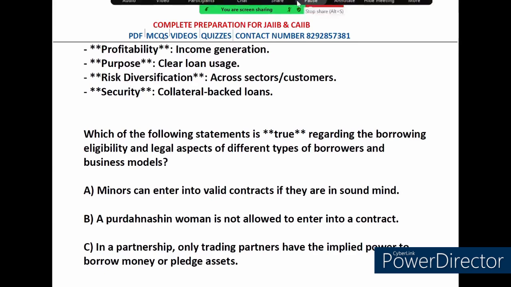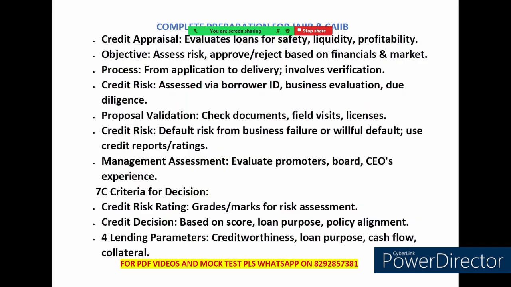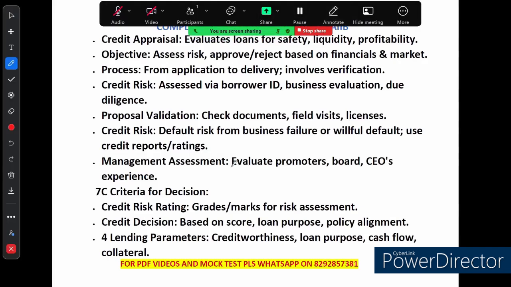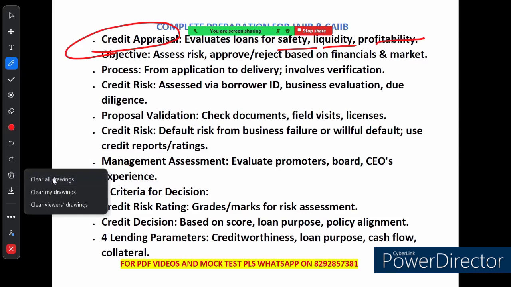And one thing you must keep in mind, there are 7 C concepts related to our PPB unit number 23. So let's get started. Ever wondered how a bank decides whether to give you a loan or not? It is not just luck. It is a process named credit appraisal. Let me break it down for you in simple terms. Credit appraisal is just like a health checkup but for a loan. The bank checks if the loan is safe, if it can be paid back on time, and if it is profitable for them. They want to make sure that the borrower won't run into trouble paying it back.